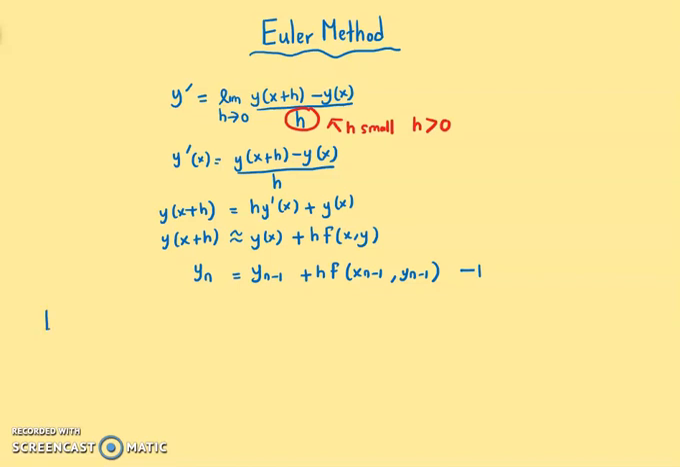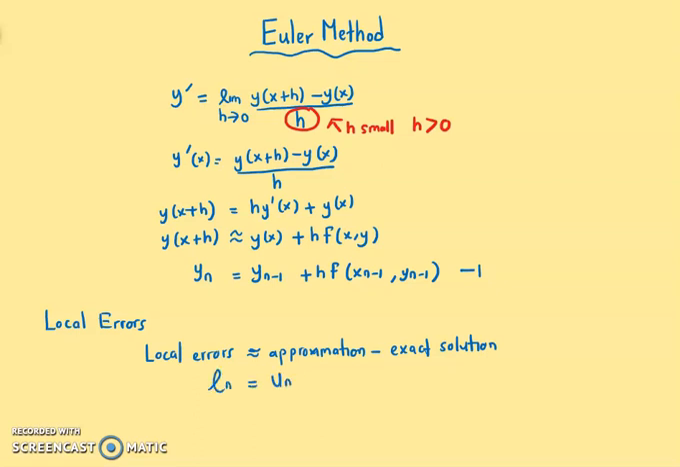Now let's look at something such as local error. Normally we know what the local error is: your approximation minus the exact solution. So this is the definition of error. Local error for this case is denoted by, let's say, L n equals u n of x n minus y n.